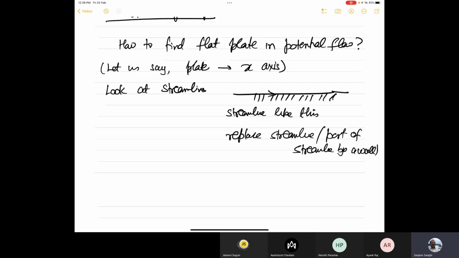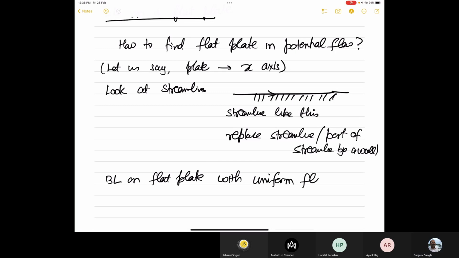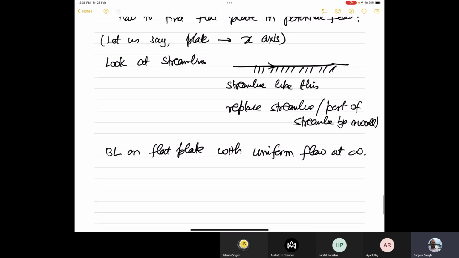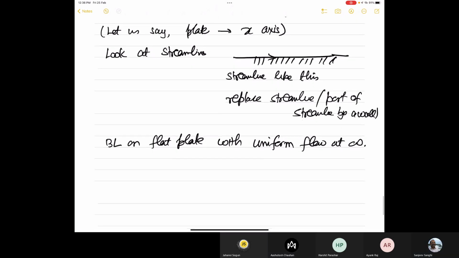Okay, so now the case one which we look at, which is the most common case, is boundary layer on a flat plate with uniform flow at infinity. There can be different cases, which I will show you in a minute or by the end of this lecture, that there can be other flows which represent flow past a flat plate.